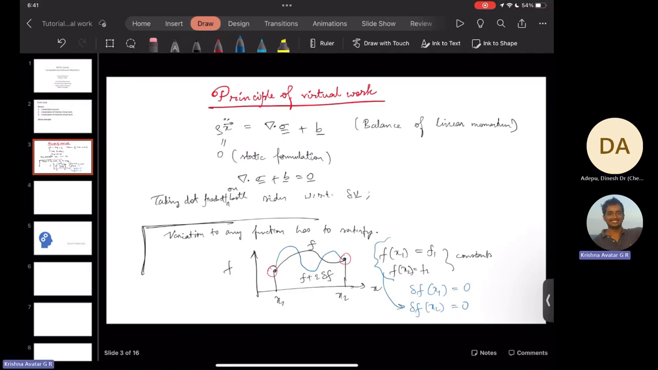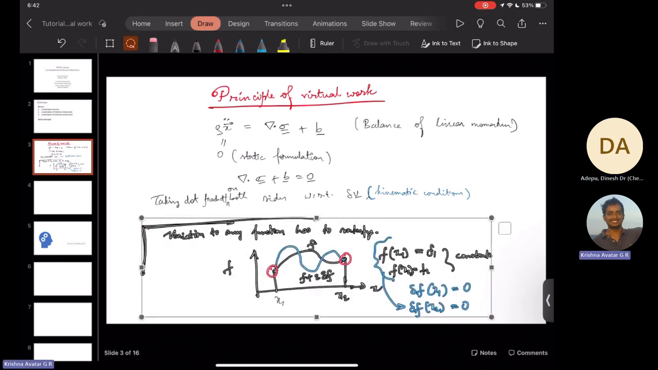So even when we take variations, the variation has to satisfy something known as kinematic conditions. As we'll see later, kinematic conditions are what we call the Dirichlet conditions. So we cannot arbitrarily take variations to a function. It always has to satisfy certain constraints. If there are no constraints, then it's nothing to worry about.